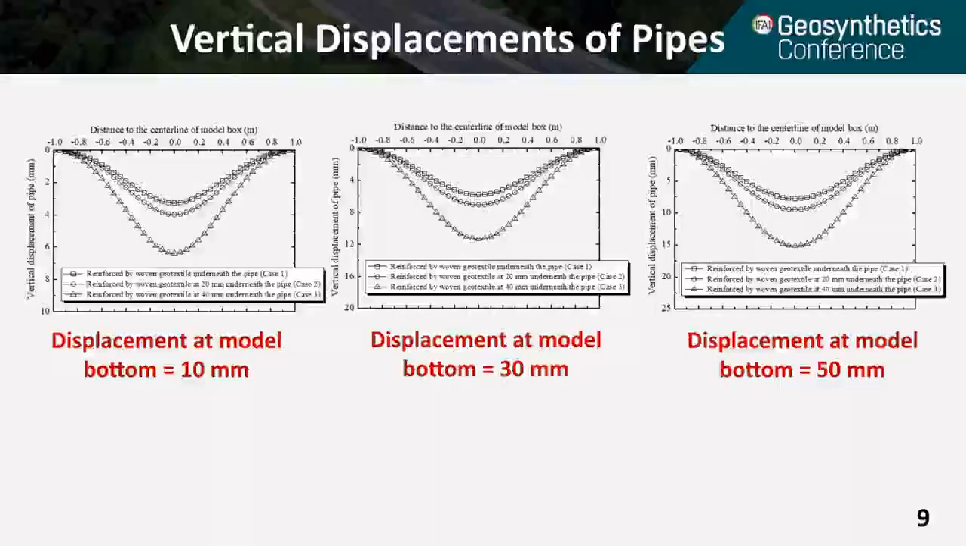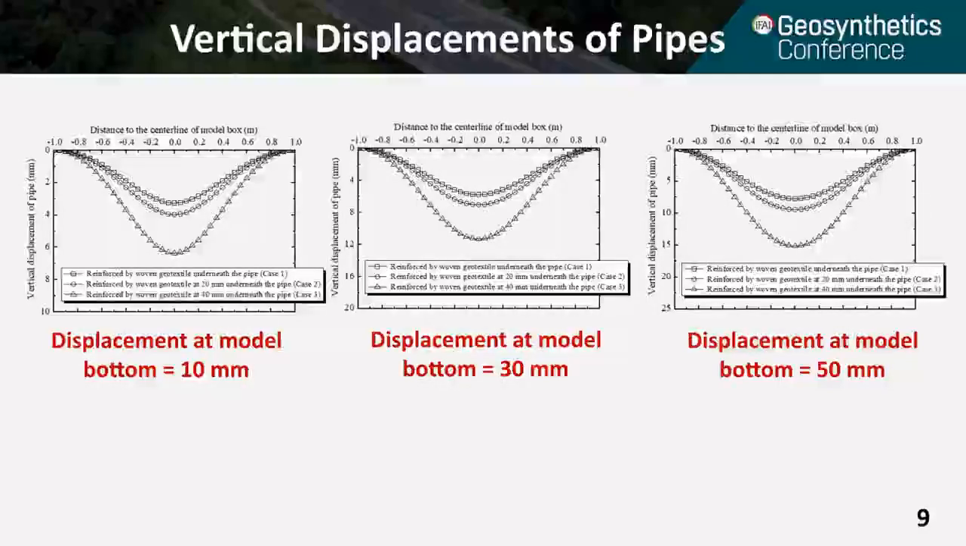So compared to the displacement of the model bottom, you can see that all those 3 cases have a positive effect in reducing the vertical displacement of the pipe, but the reinforcement at the pipe bottom had the best performance. The other two cases had a little bit larger displacement.